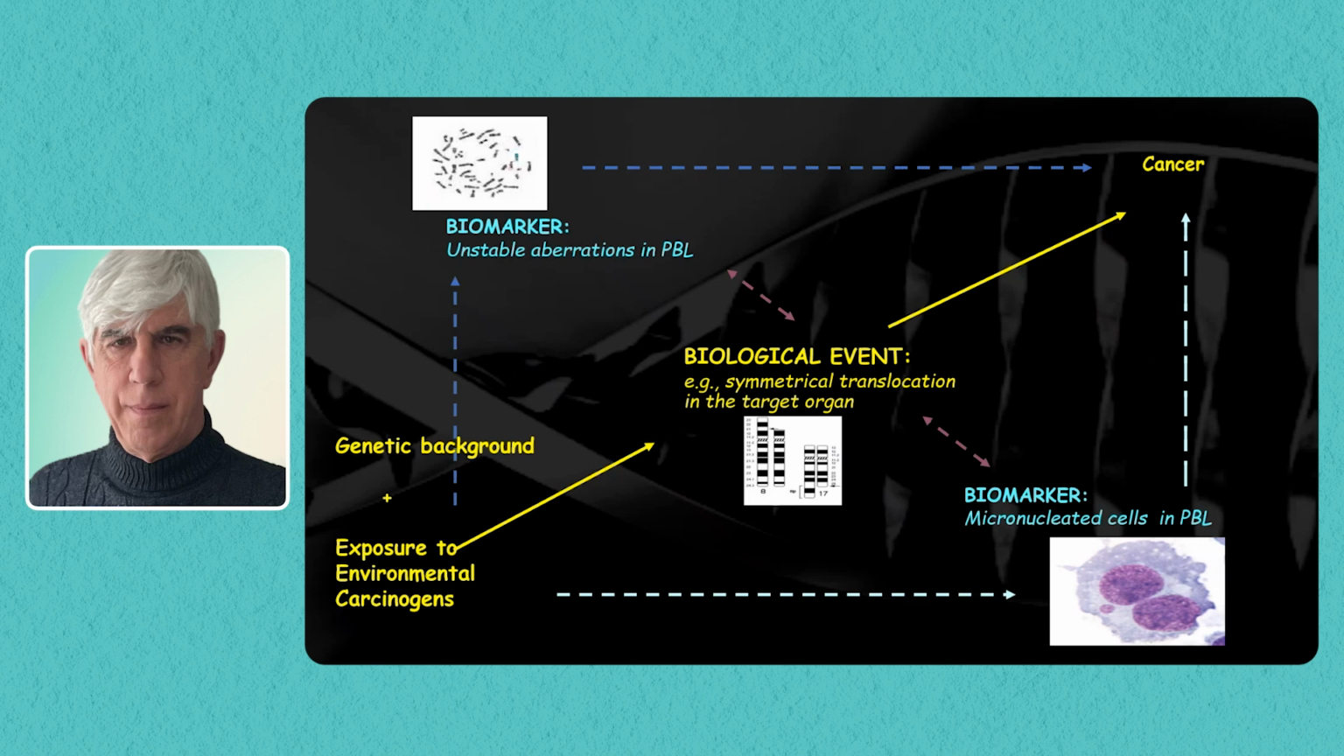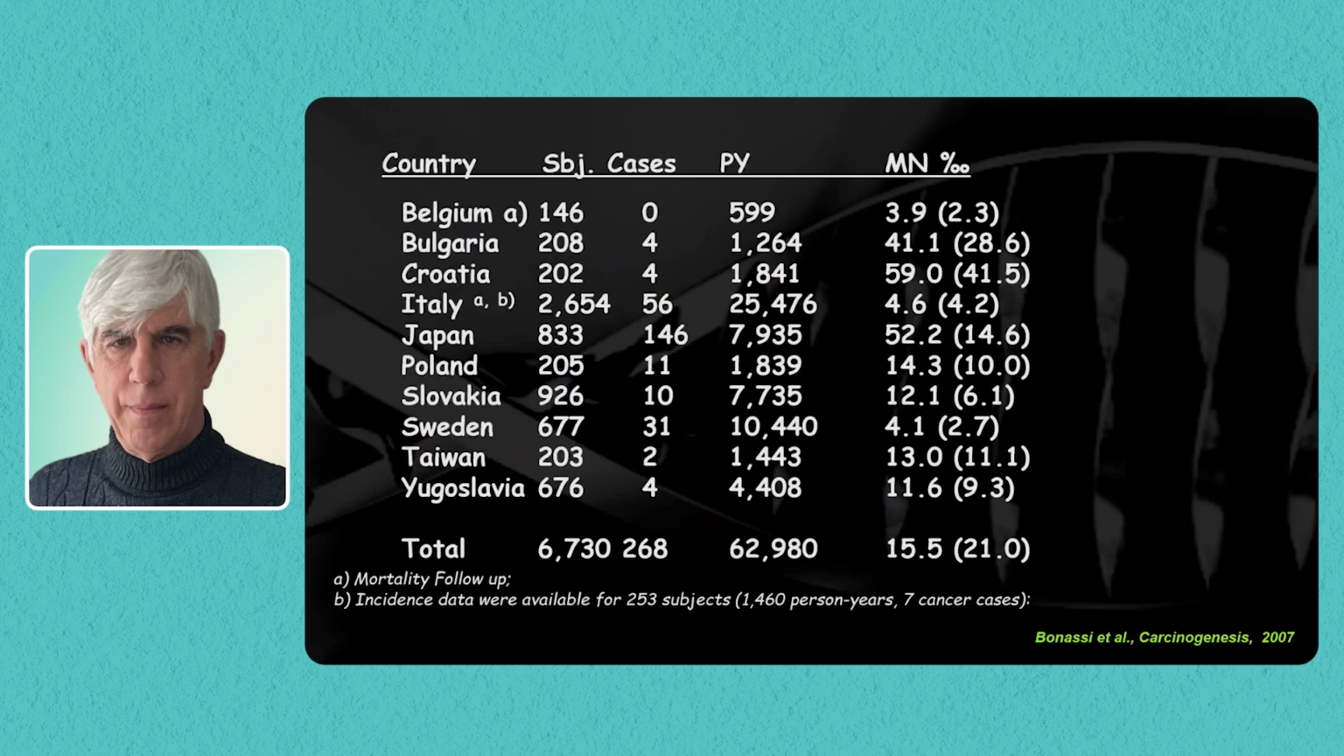That's the approach. Conceptually, you have an exposure, then a biological event that may be a chromosomal rearrangement, a symmetrical translocation, and then you have a disease. We cannot actually measure the target event in the target cells, so you have to use a surrogate marker like chromosomal aberrations or micronucleation. What we really have to demonstrate is that these unstable intermediate steps are linked to the disease. To do that, in the past we did a cohort study.